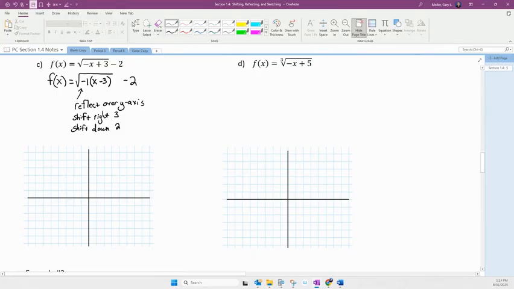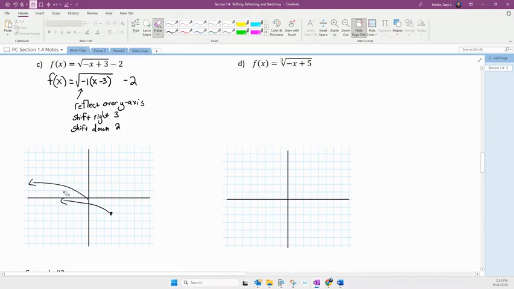So my normal parent function's here. I'm contending that it's going to reflect. So now we're going to look like this. And then we're going to move it over 3 and down 2. So I'm going to be sitting right here with this graph right there.